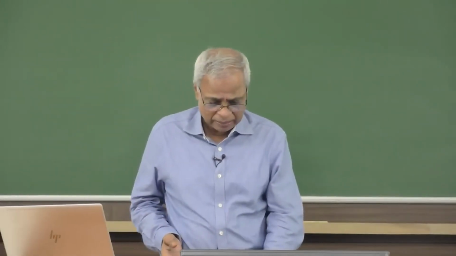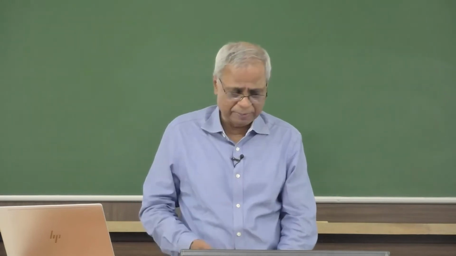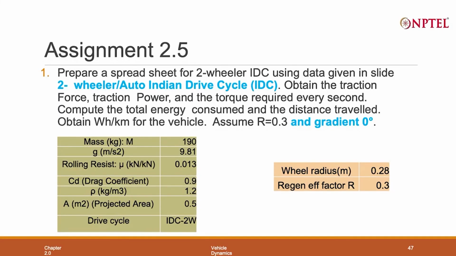I will stop here, and in the next class there is an assignment. The assignment is pretty much what I did. Prepare a spreadsheet for two-wheeler IDC with the data that I have already given. Obtain the traction force, traction power, torque every second, and compute. This time I am going to ask you to compute for r equal to 0.3. You cannot just copy the results that I have produced. You actually have to build this spreadsheet.